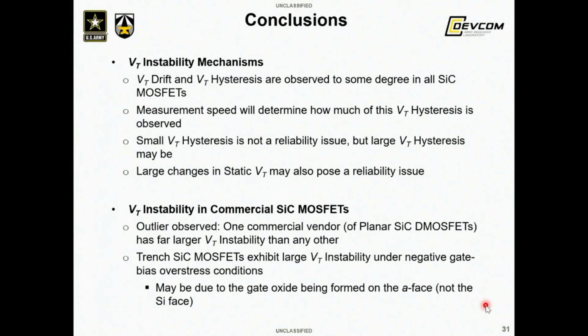VT instability in commercial silicon carbide MOSFETs: we observed one outlier among the planar DMOSFETs that has much larger VT instability than any of the other devices. However, trench devices from both vendors under negative bias overstress conditions showed just as large VT instabilities as the outlier planar device did.